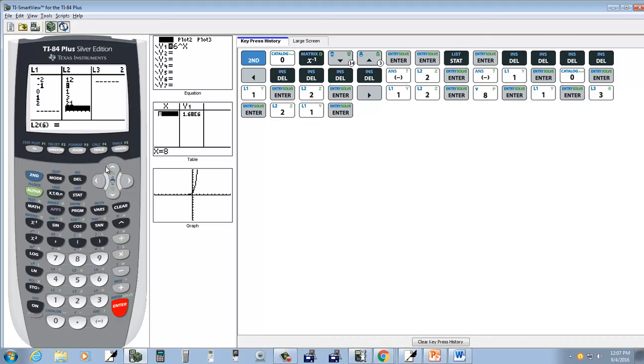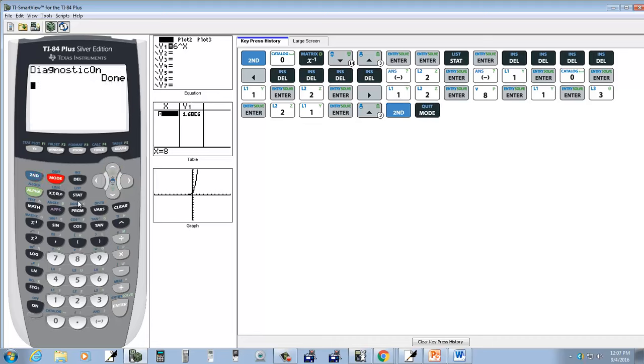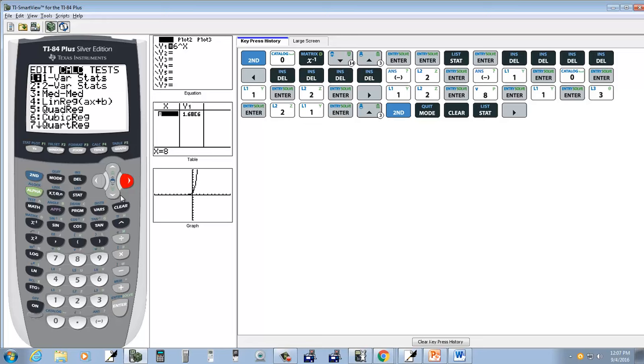Now if you mistype a number, you can use your arrow keys to go up and retype. Once you got it highlighted, just retype your number. Once you're all done, you do a second mode to exit out. Now I'm going to press clear to clear off the screen there. Now I'll push my Stat button, right arrow to Calc, and we want to choose Quadratic Regression.